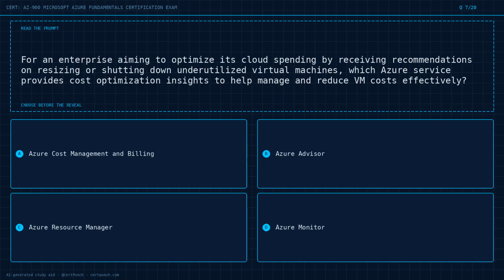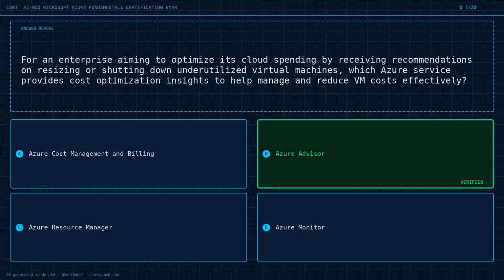Question 7 of 20. For an enterprise aiming to optimize its cloud spending by receiving recommendations on resizing or shutting down underutilized virtual machines, which Azure service provides cost optimization insights to help manage and reduce VM costs effectively? Option A, Azure Cost Management and Billing. Option B, Azure Advisor. Option C, Azure Resource Manager. Option D, Azure Monitor. Choose the best answer before the reveal. Commit to it now.